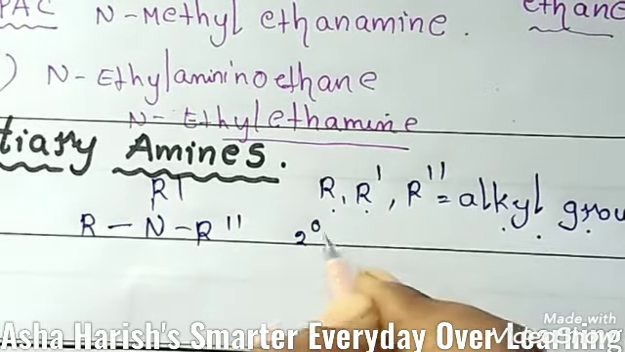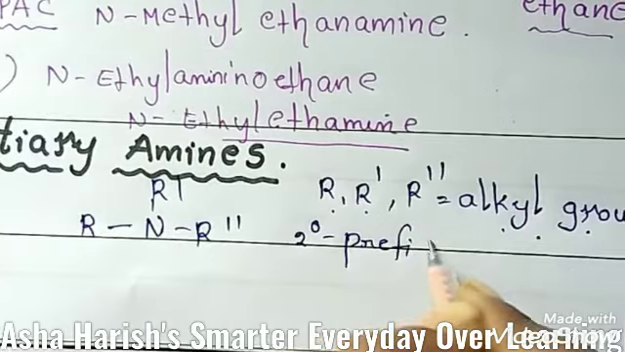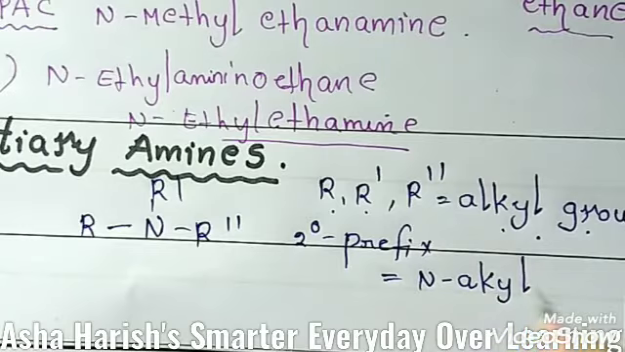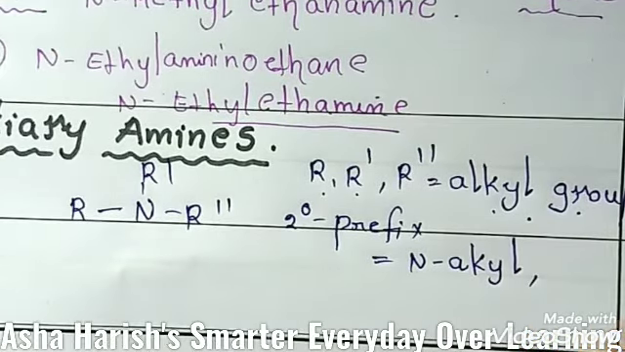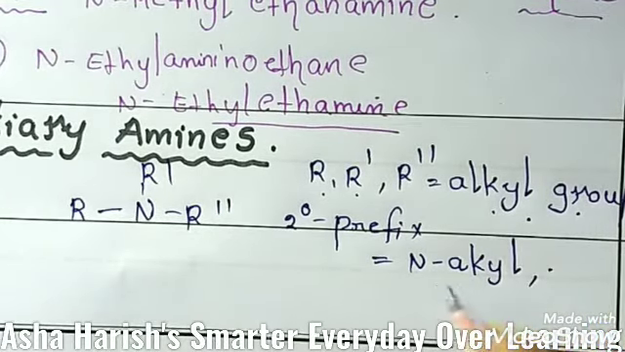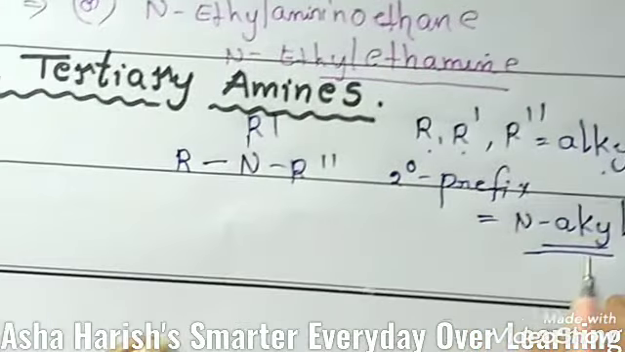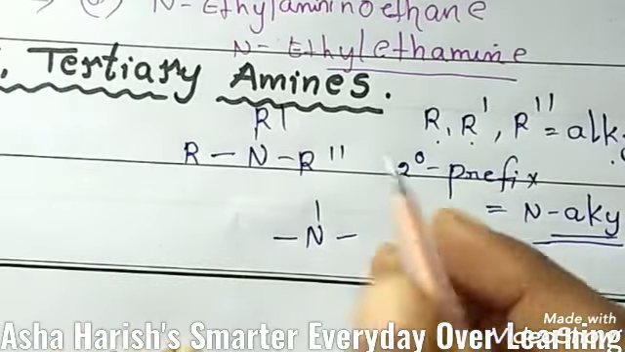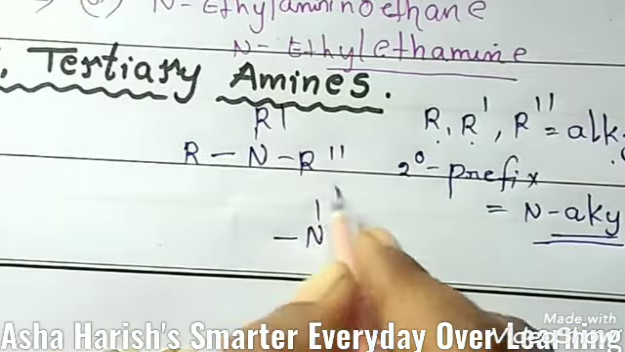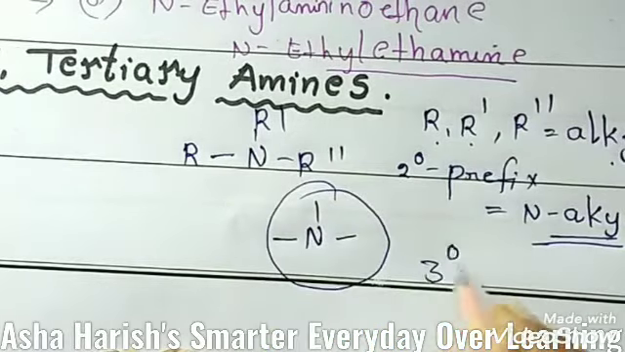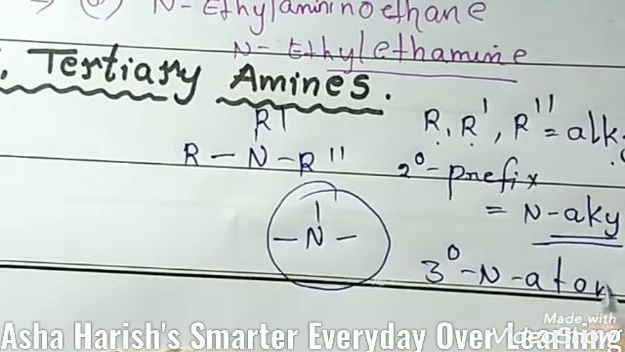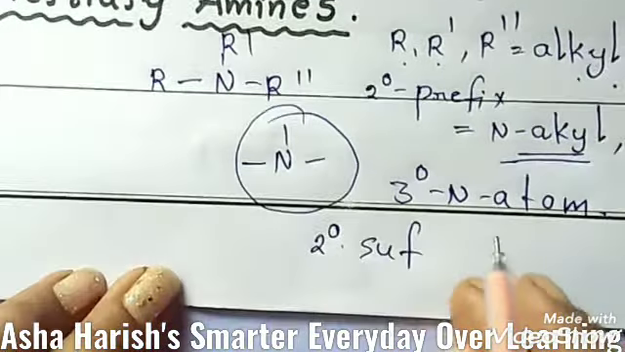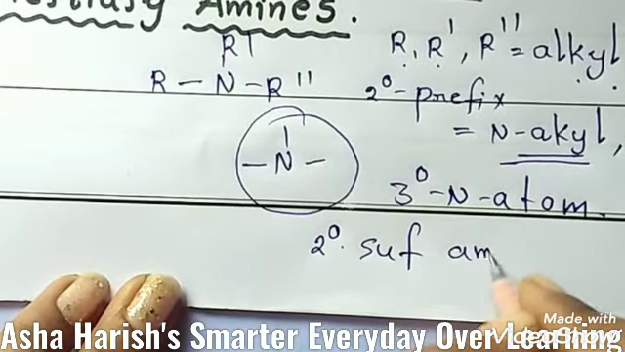For this, students, secondary prefix, what do you have to write? N-alkyl. Functional group representation for this is N, like this. This is called the tertiary nitrogen atom. And secondary suffix, what do you have to use for this? Amine, same, amine.